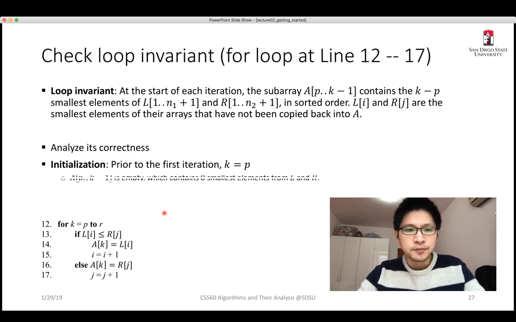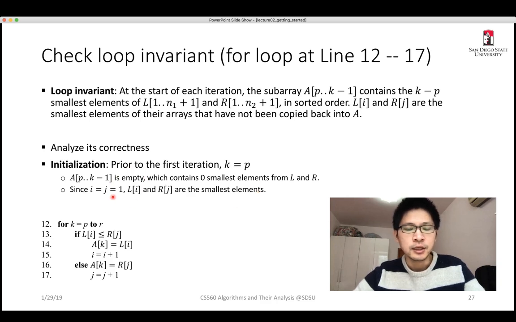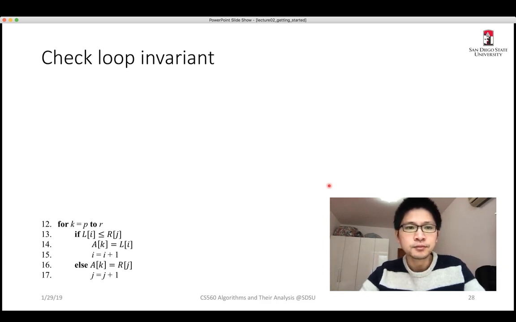Prior to the first iteration, the subarray A[p..k-1] is empty. It contains 0 smallest elements from L and R. And since the initial values for i and j are 1, L[1] and R[1] are the smallest elements. So the initialization condition is satisfied for the loop invariant. Next, we need to check the maintenance condition.